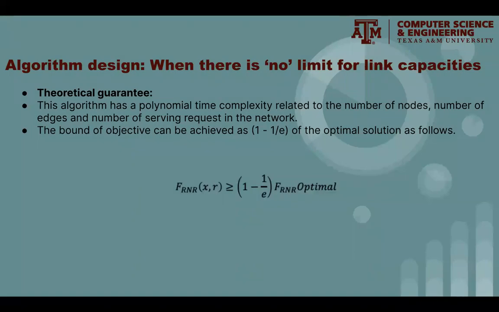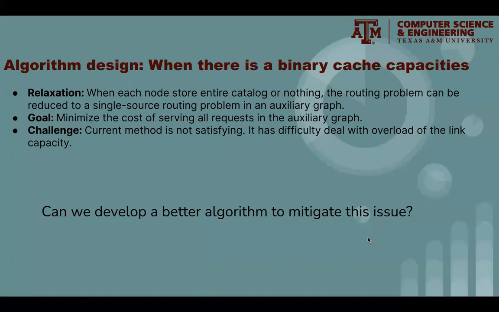For this algorithm, on this special case, we also have the theoretical guarantee. This algorithm has a polynomial time complexity related to the number of nodes, number of edges, and number of serving requests in the network, or in short, the size of the network, which is much better than the previous one. And the bound of the objective can be achieved as 1 minus 1 divided by e of the optimal solution, as follows. So we have a bound.